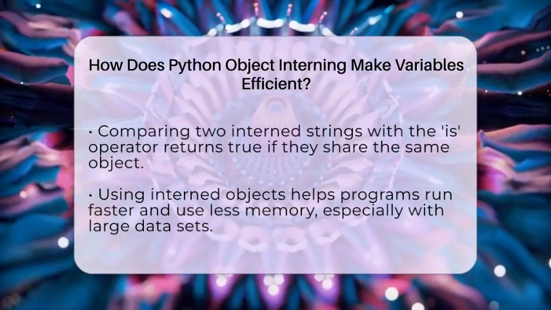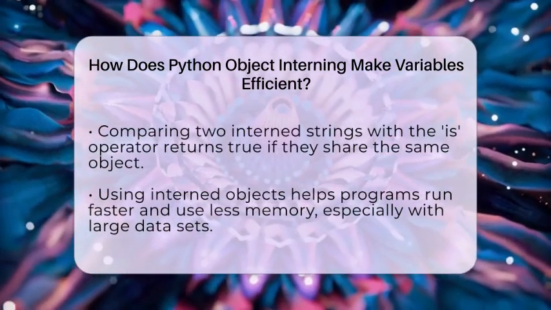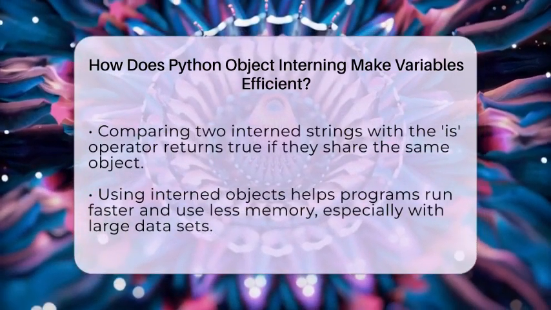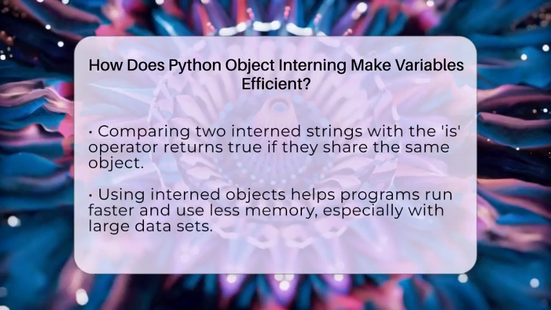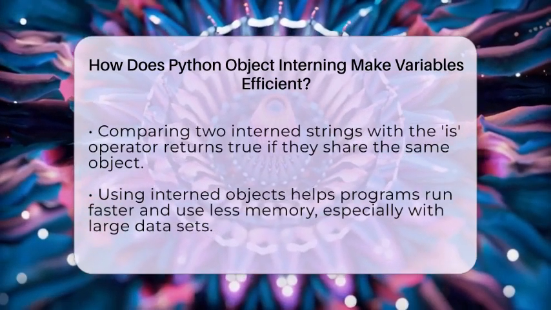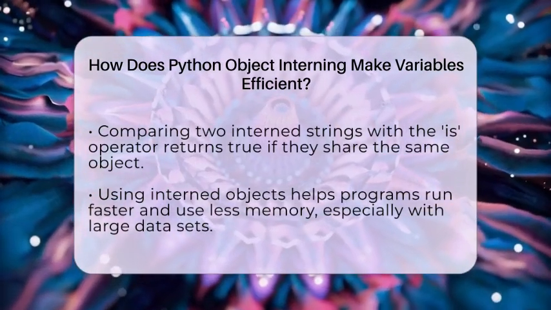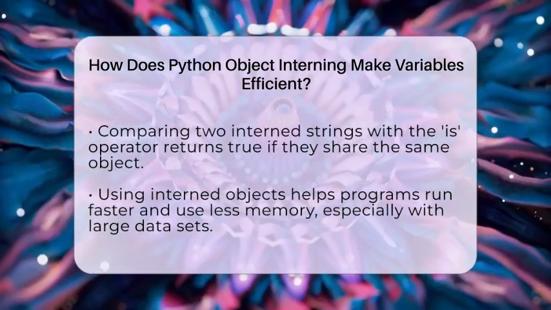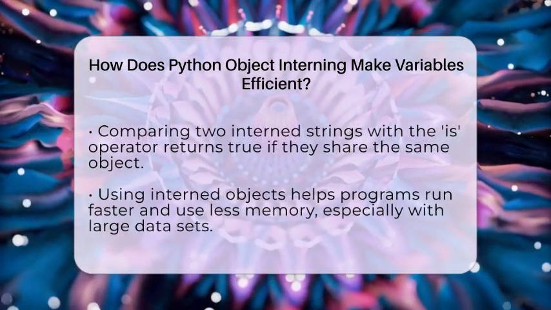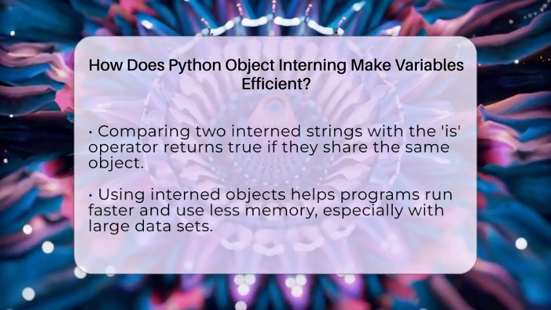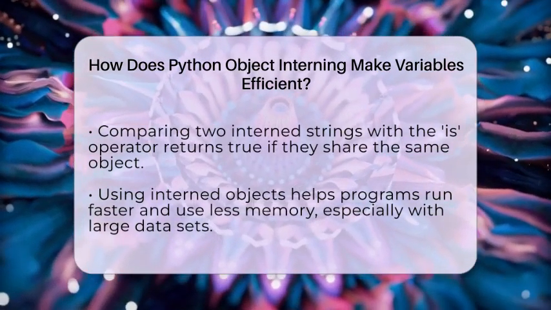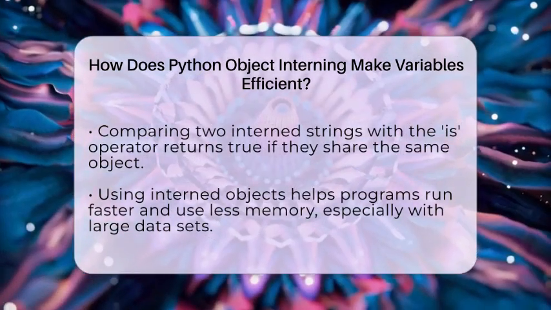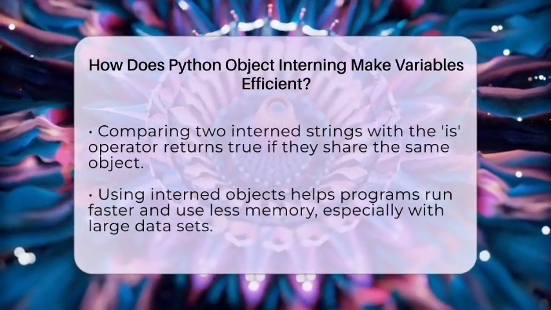Using interned objects makes comparison operations faster. Since interned objects with the same value are actually the same object in memory, Python can check if two variables are equal by just comparing their memory addresses. This is much quicker than comparing each character or element. For example, comparing two interned strings with the same content using the is operator returns true because they point to the same object. Variables assigned to interned objects also take up less memory.